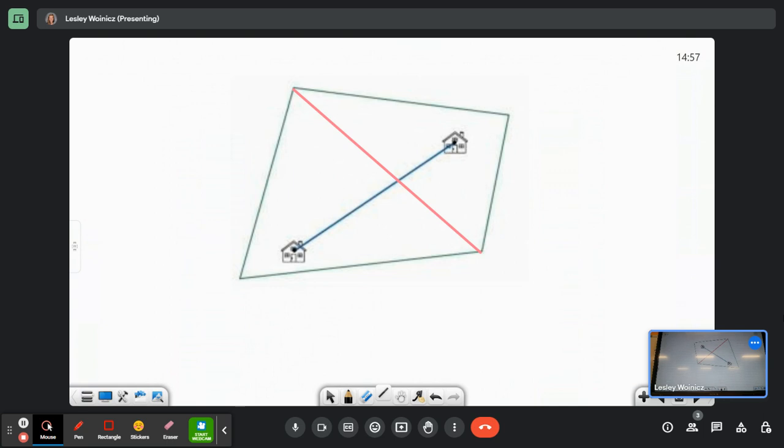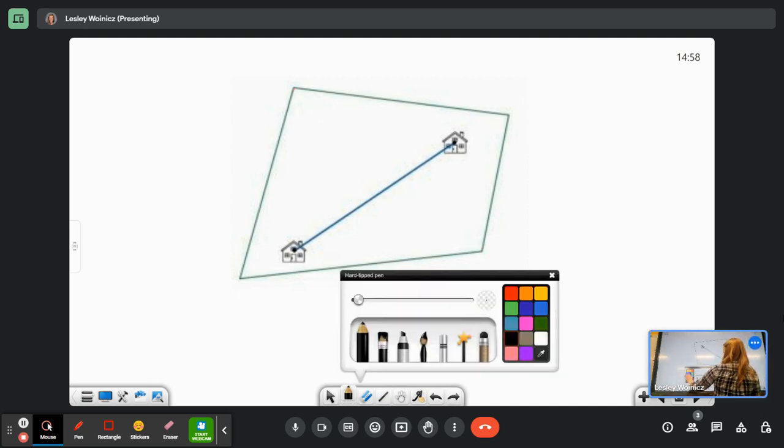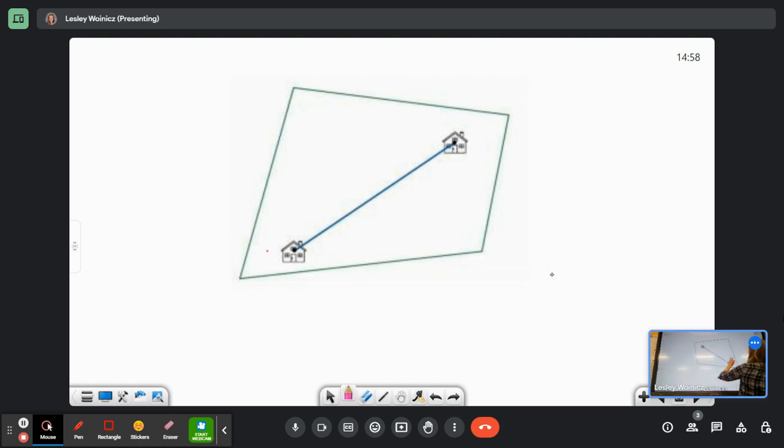Straight path connects their houses. After that, split the property using this rule. If it's closer to, here, we can label this. Can we call one of them Andy and one of them Bart? Okay, if it's closer to Andy, it's Andy's. If it's closer to Bart, it's Bart's. So how do we figure where that line is?